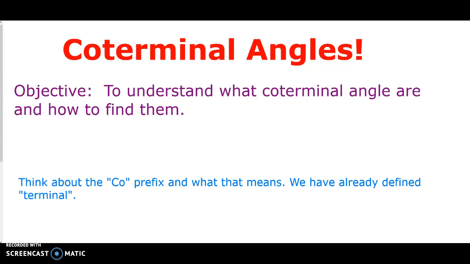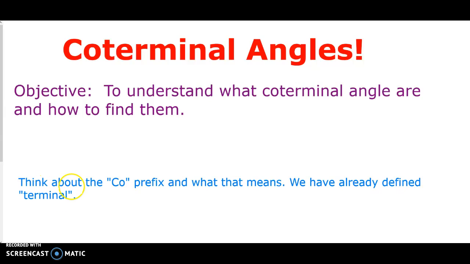Okay, so let's get to the math. We're talking about coterminal angles. You guys have already learned about coterminal angles before, but it's important for us to remember what they are and how we can find them. So let's actually define coterminal angles.